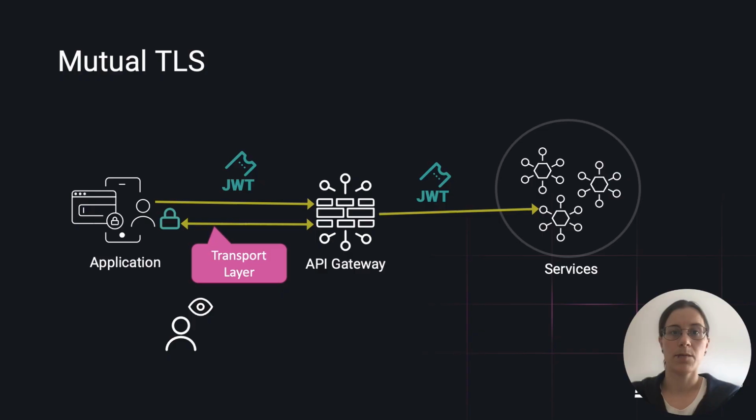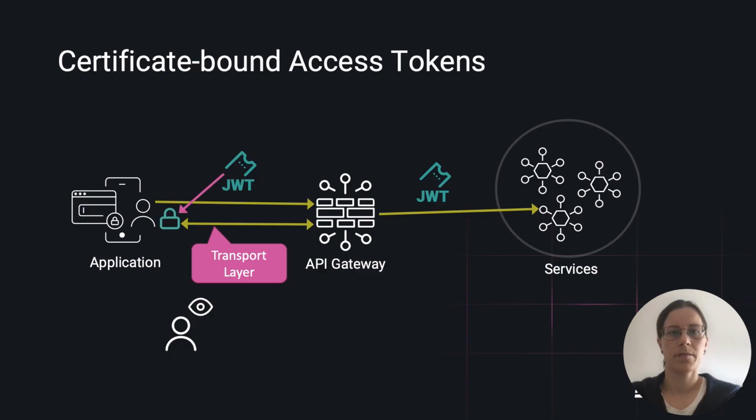Mutual TLS, as the name suggests, uses the transport layer. That means the application and the API establish a mutual TLS connection. And for this, the application needs to have a trusted client certificate and the corresponding private key. The access token then points to the client certificate of the mutual TLS connection. Therefore, this type of token is also called certificate-bound access token. When validating a certificate-bound access token, the API retrieves the client certificate from the transport layer and checks whether it matches the key reference in the access token.